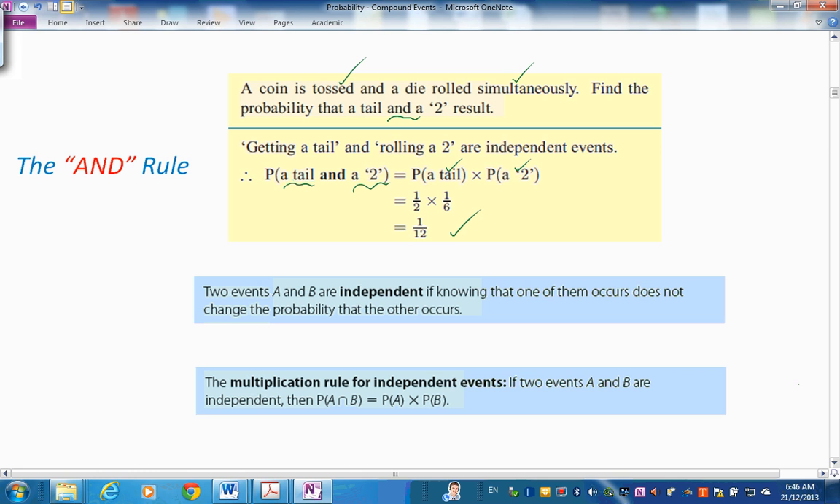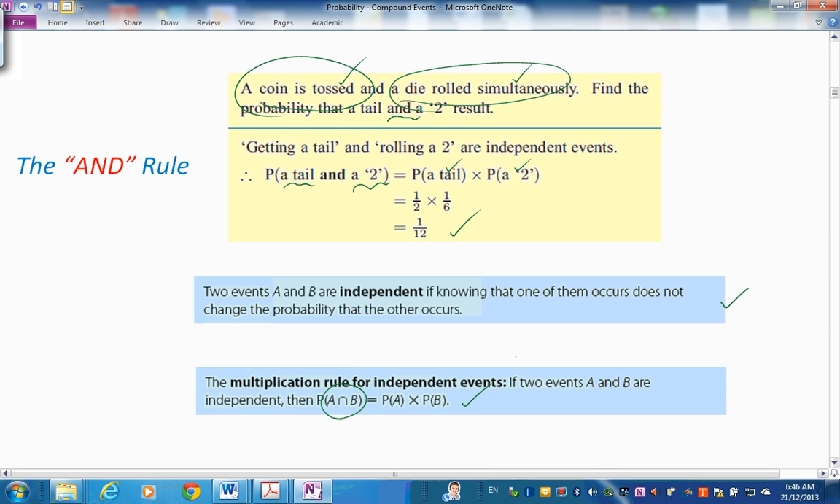So these are independent only if you know that when one of them occurs, it doesn't change the probability of the other. So you can see here, the coin doesn't affect the die result. So the multiplication rule for independent events is the probability of both of them occurring, the intersection, is the probability of A times the probability of B.